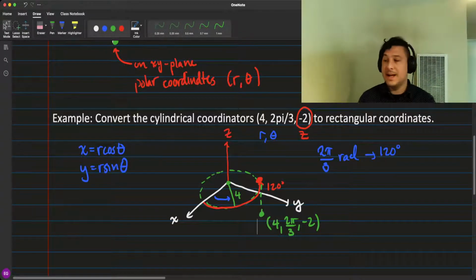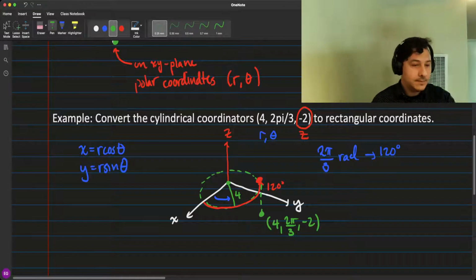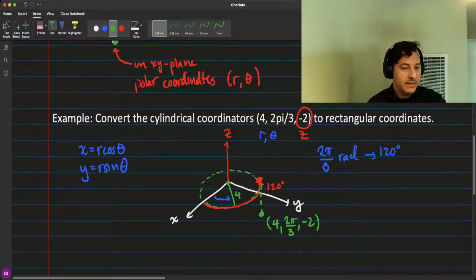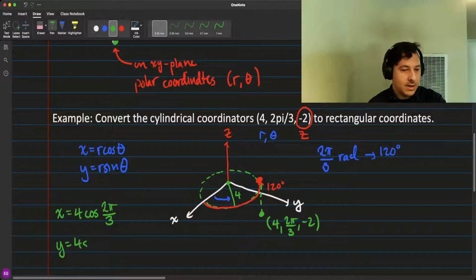So I want to express that in rectangular coordinates. So we make the change. So I plug in the values. What's my x value going to be? Well, I plug in my r value of 4. I plug in my theta of 2 pi over 3. Okay, I have to do the same thing for y. I get y equals 4 sine of 2 pi over 3.